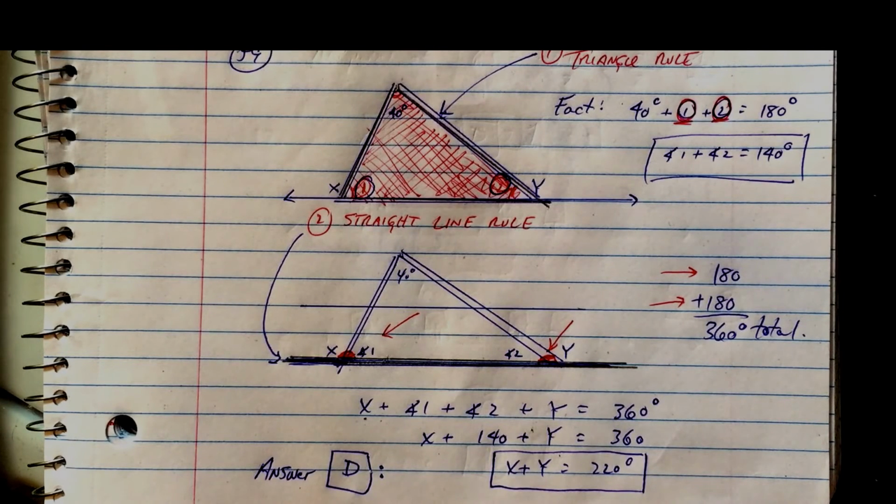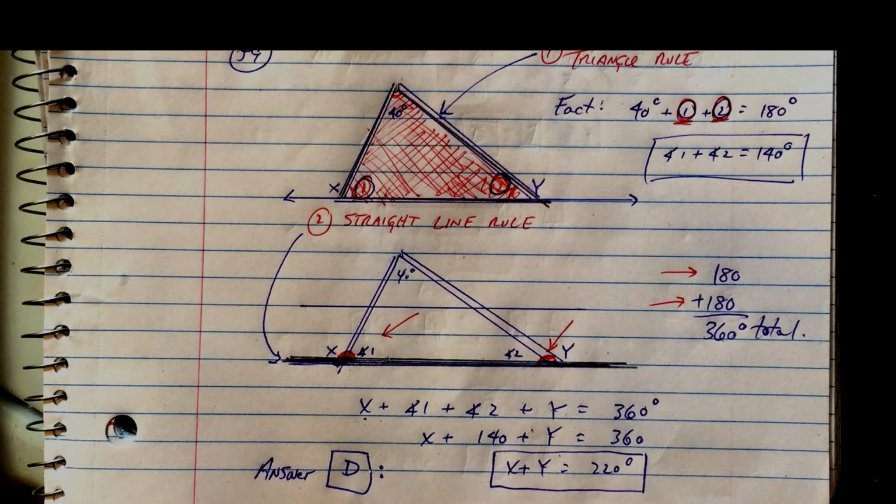Question 59. There are 2 variables that we need to solve for, the sum of x and y. Since we're given that the top angle is 40 degrees, note that first I focus on the triangle rule. It's a fact that 40 plus angle 1 plus angle 2 equals 180 degrees, because the sum of any 3 angles in a triangle always equals 180 degrees. By subtracting 40 from both sides, I know that the 2 other angles, angle 1 and angle 2 in the picture, equal 140 degrees.